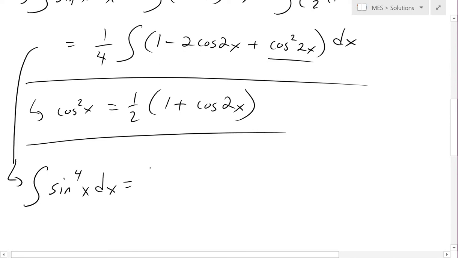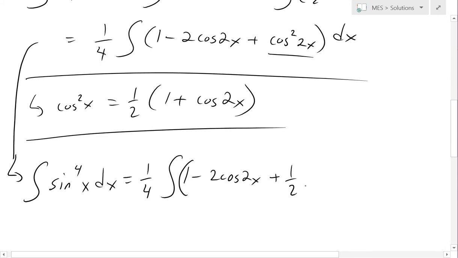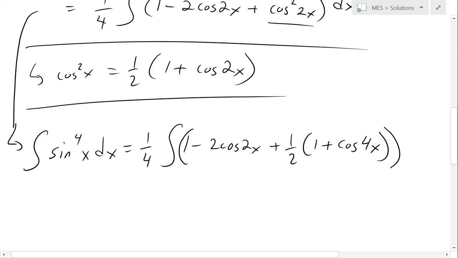Now we write what we know: 1/4 times the integral of 1 minus 2 cos 2x, put a bracket there, now we have to plus. Because there's a 2x, and this half-angle identity is for just x, we have to write this as 1/2 times 1 plus cos 4x. Cos 4x is because we have to double it, so 2x is half of 4x. That's using this identity, which is just for x; we put a 2 and it becomes 4x there. Now we have a dx.